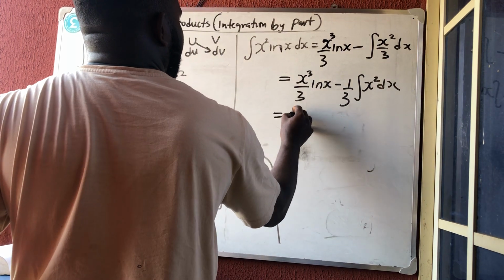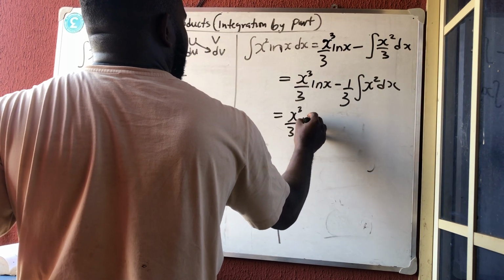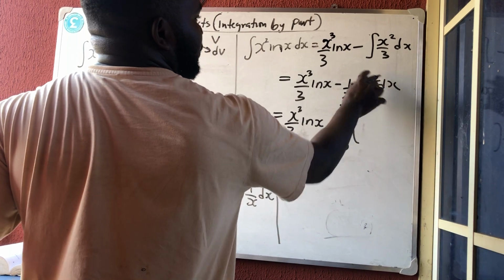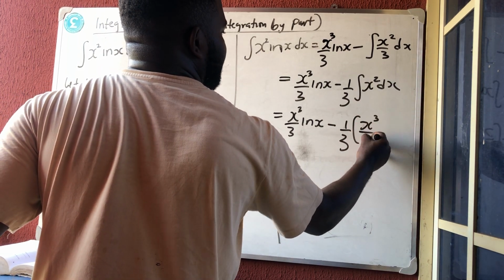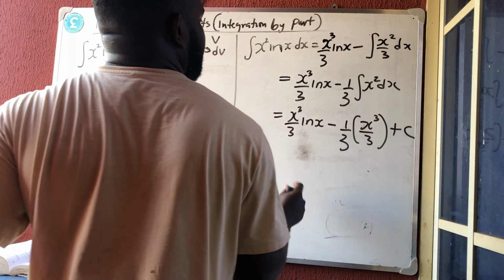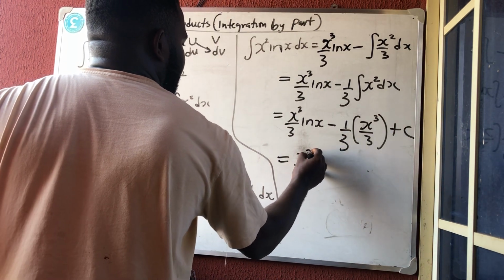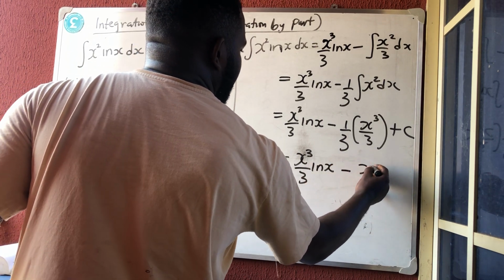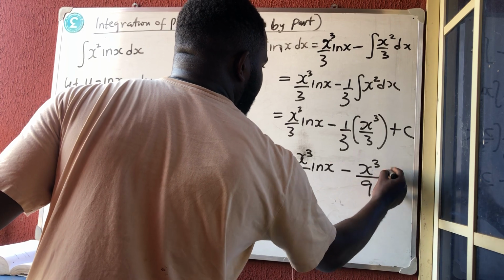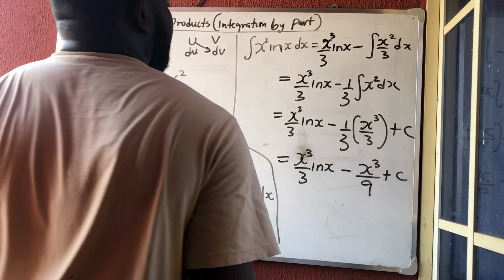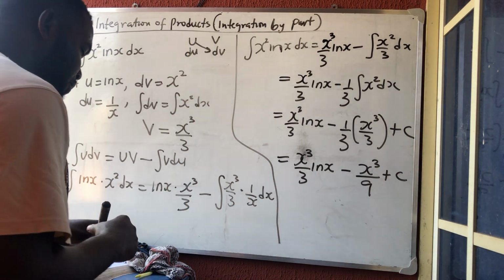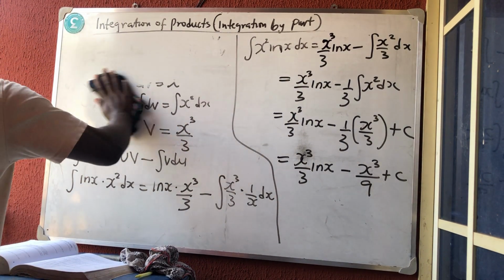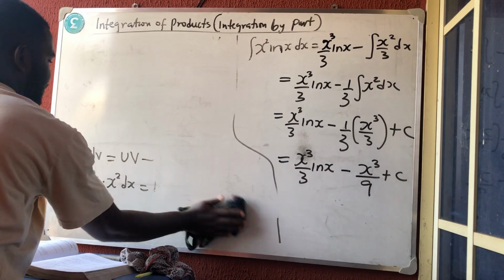So what do we have now? X raised to power 3 over 3 ln x minus 1 over 3 is already here. Then the integral of this thing is x raised to power 3 over 3. Then finally plus a constant. So what do we have now? X raised to power 3 over 3 ln x minus x raised to power 3 over 9 plus a constant. So that is the answer. Okay, it's not difficult. Let me solve more questions so that you will understand what I'm saying perfectly.